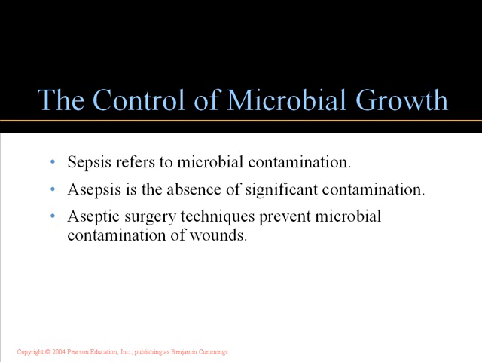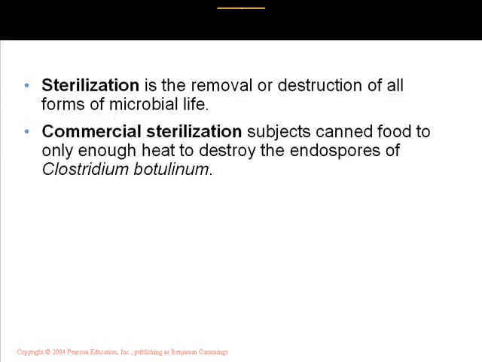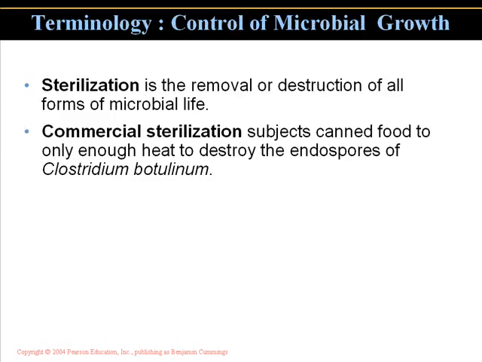Now, instruments, for example, metal instruments that we can put in an autoclave, which is basically an oven that heats instruments to an extreme temperature, will kill all microorganisms. When that procedure is completed, those instruments are sterile. There are no microorganisms on its surface. Different from aseptic or asepsis, okay? Absence of significant microbial or significant contamination. Aseptic surgery techniques prevent microbial contamination of wounds. Sterilization procedure, removal and destruction of all forms of microbial life.